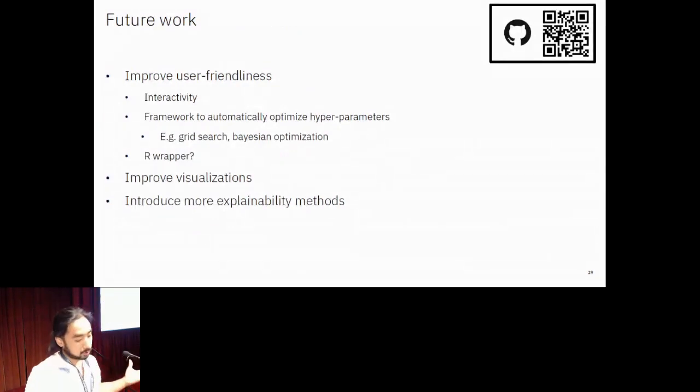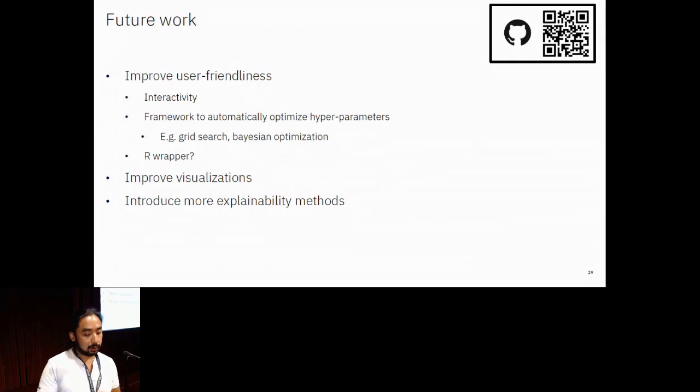Again, to summarize, in the future work, we want to improve the user friendliness with this interactive visualization. We maybe want to add also a framework to automatically optimize all the hyperparameters that I mentioned. And maybe, if it's really useful, a wrapper, like an interface to R, because R is pretty common in bioinformatics, but we will see about that. And as a final point, anchors might not be the best to use as an explainability method, and we will evaluate adding more methods or maybe just substituting it.